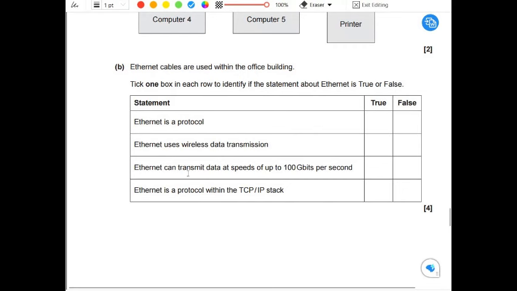Ethernet is a protocol. It's able to transmit data at speeds of up to 100 gigabits per second, and it's a protocol within the TCP/IP stack. The only thing wrong is using wireless data transmission, which it doesn't. Ethernet is a cable, which we can connect to a computer, which will allow our computer to connect to the actual network of an organization.